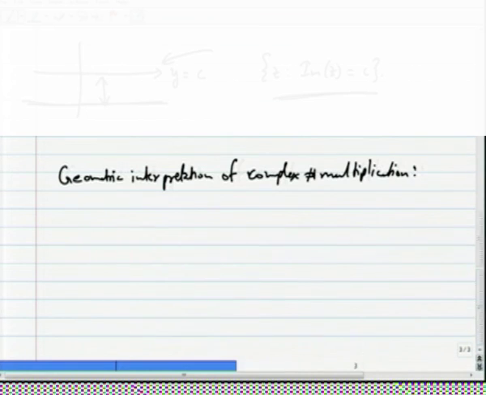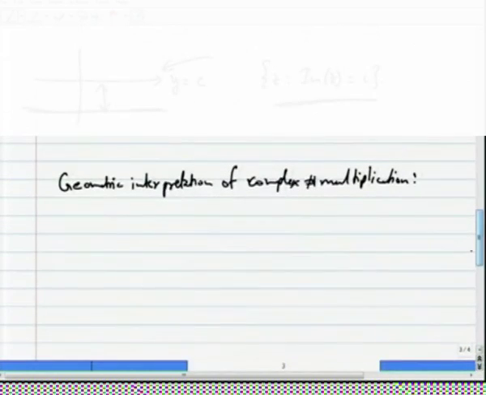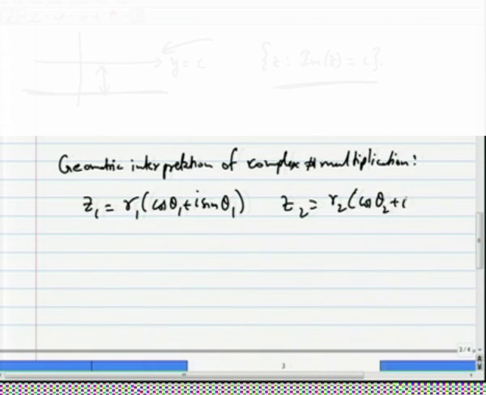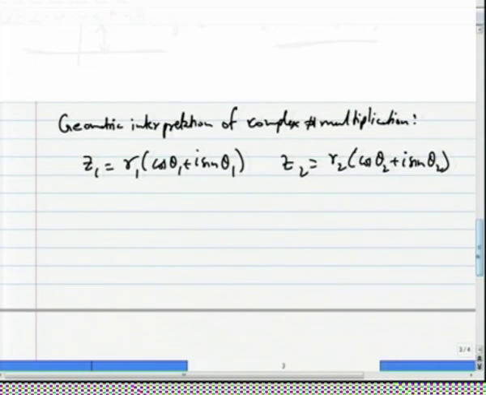Okay. And then I will come back to the straight line business. Okay. So, if you have z 1 equals r 1 times cosine theta 1 plus i sin theta 1 and z 2 equals r 2 cosine theta 2 plus i sin theta 2 for some r 1, theta 1 and r 2, theta 2. Okay. Let us assume for the time being z 1 not equal to 0, z 2 not equal to 0, so that they have a polar representation like that.